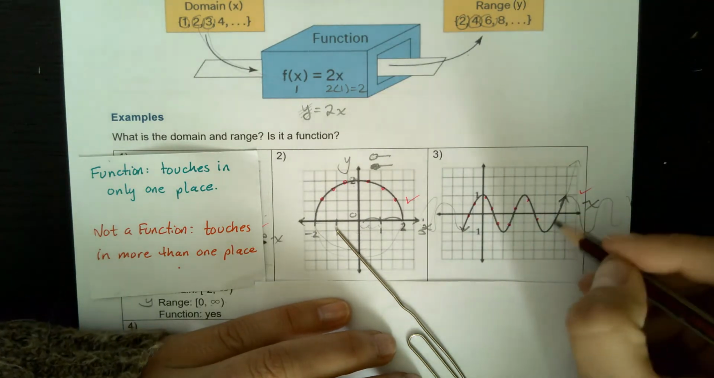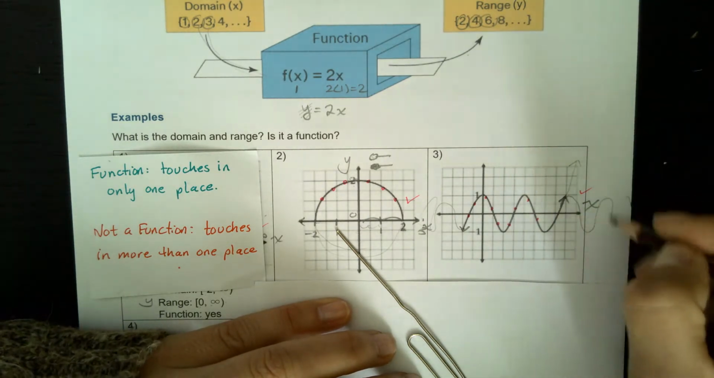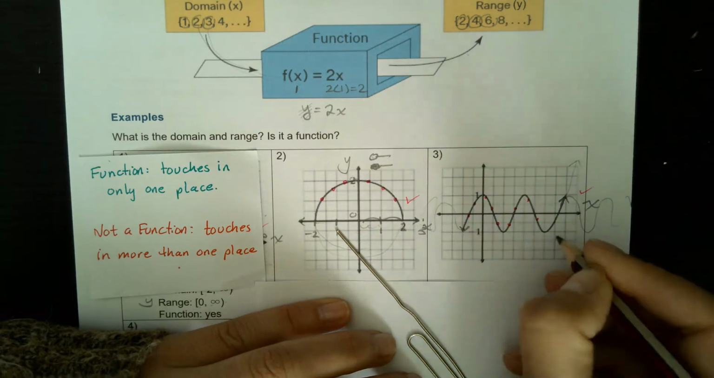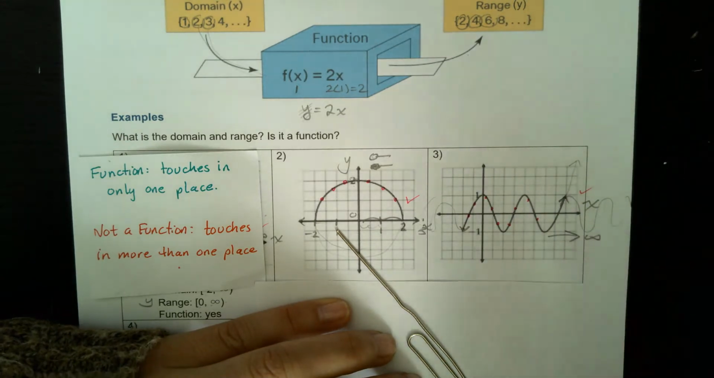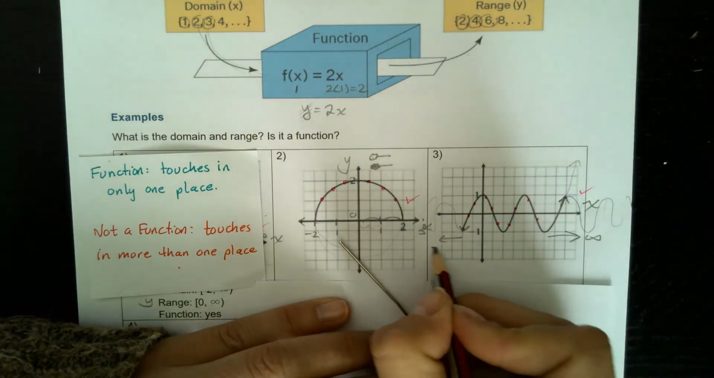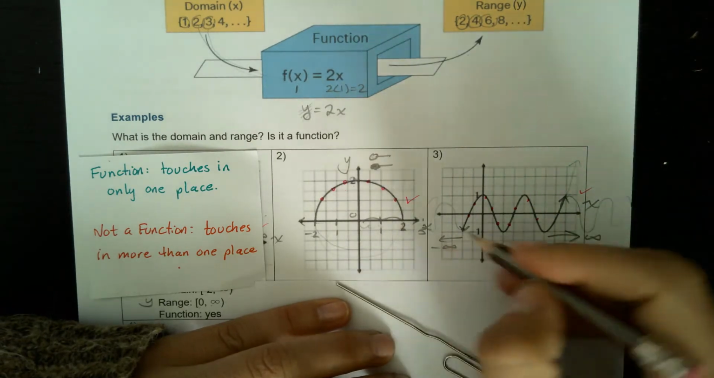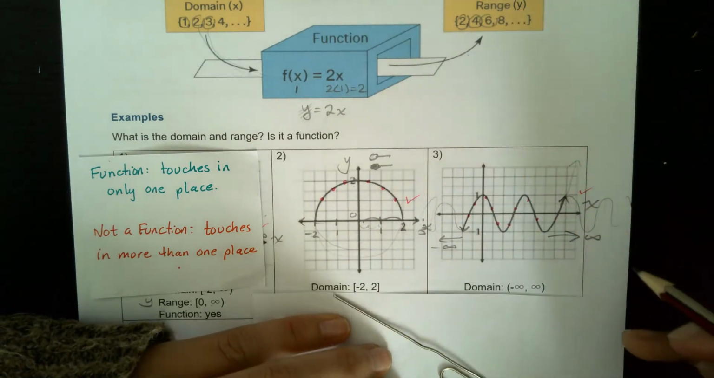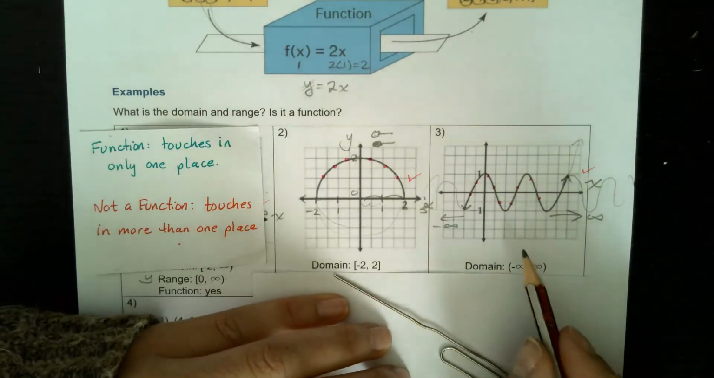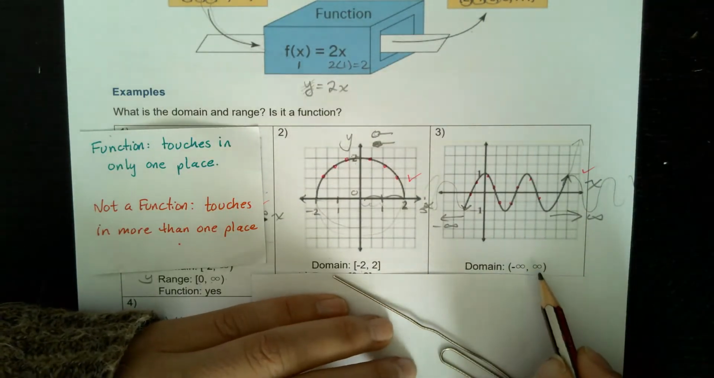So because it's going to continue and keep going up and down forever, it's going to go towards infinity on this side and negative infinity on that side. So my domain is going to be all of the x-axis, okay, from negative infinity to infinity.